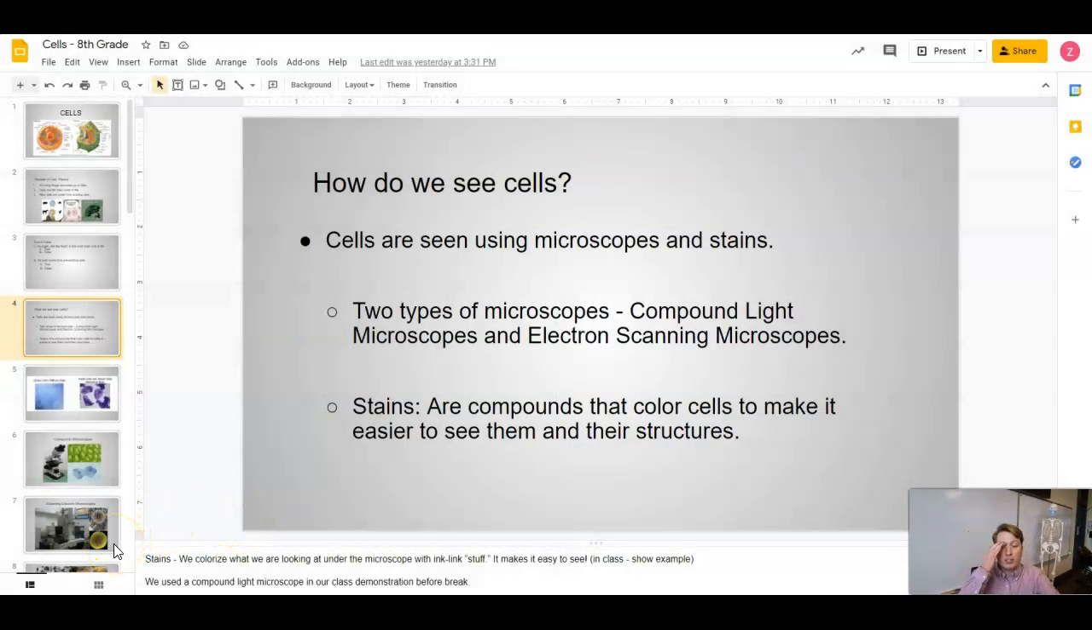They're also called electron scanning microscopes. And these are a little bit more complicated and expensive, so we don't have one of these at school, unfortunately.